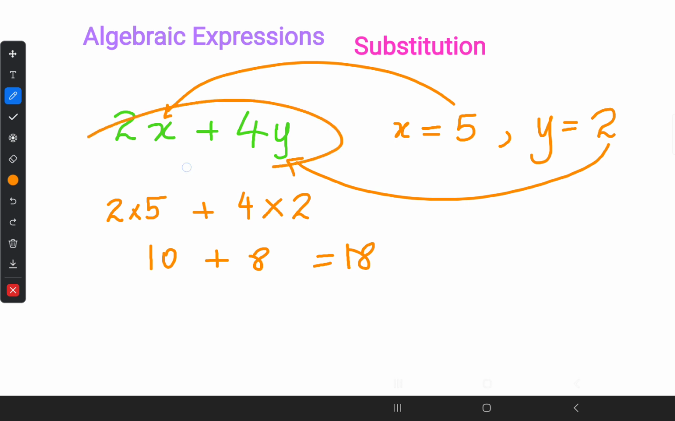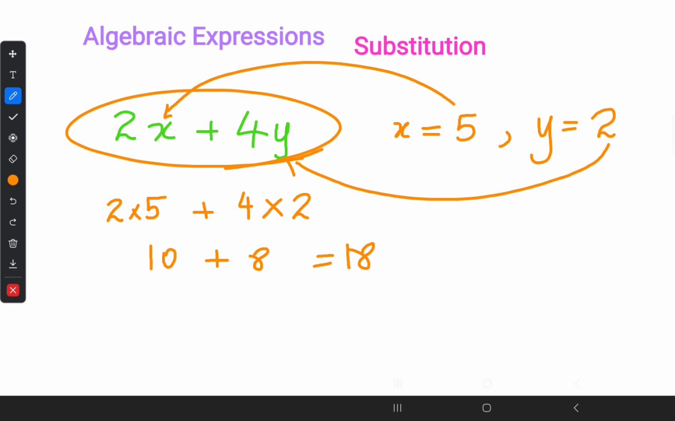Expression means a value which is holding numbers and unknown constants. There are some numbers and unknown constants, both together called an algebraic expression.